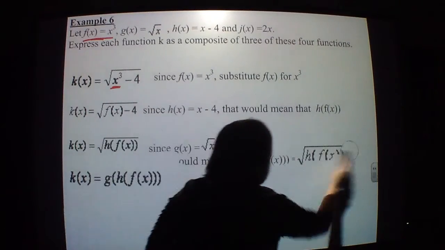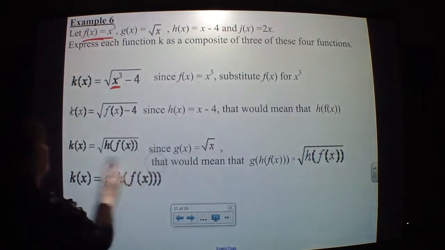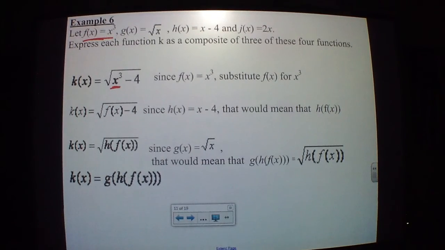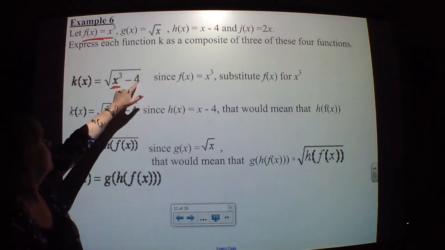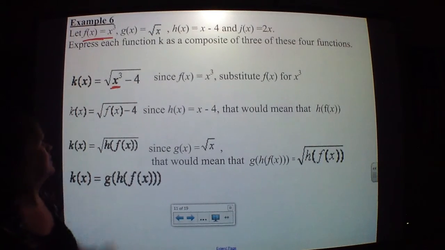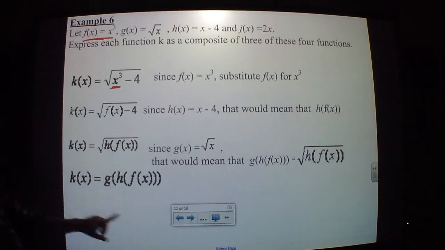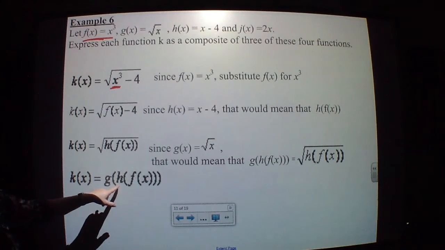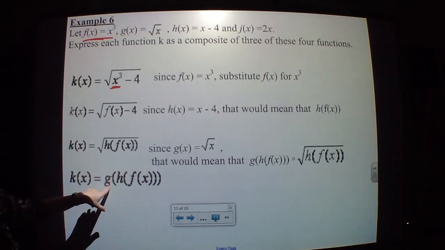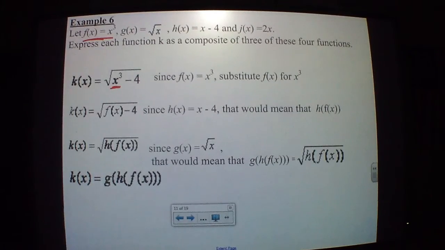This is how you do this one. There's no other order to do it. It has to be done this way. Because if you were doing this mathematically, you would cube this number first, then you would subtract the 4, and then you would take the square root. So you would cube the 4 first, so that's your cube function, subtract 4, that's your h function, and then you take the square root, which is your g function.